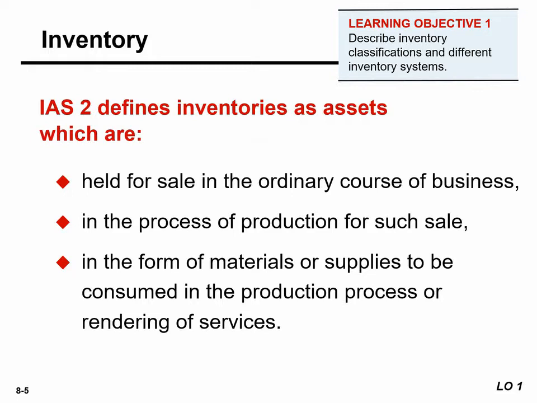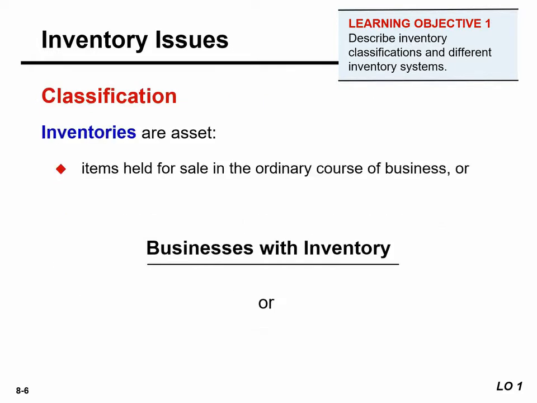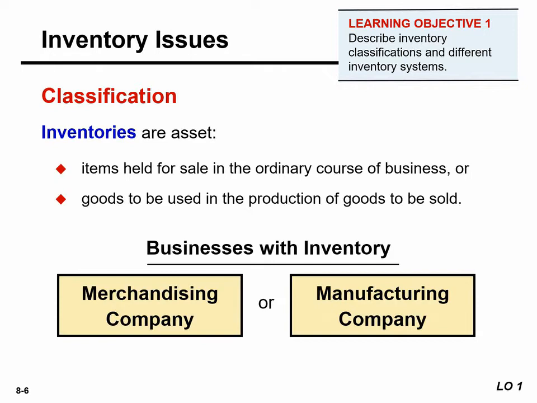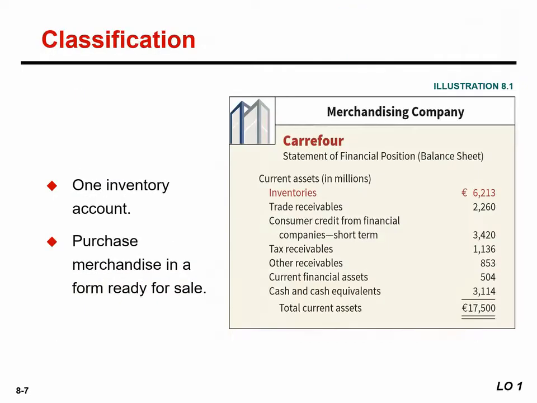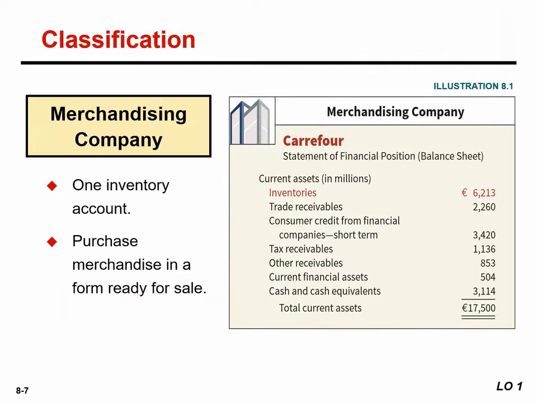So we have three items in this definition. These items simply summarize, or describe, the different types of inventories that we can see in a merchandising company or a manufacturing company. For example, if we have a look at a merchandising company, we will see one type of inventory: finished goods held for sale in the ordinary course of business. So this is the first item.